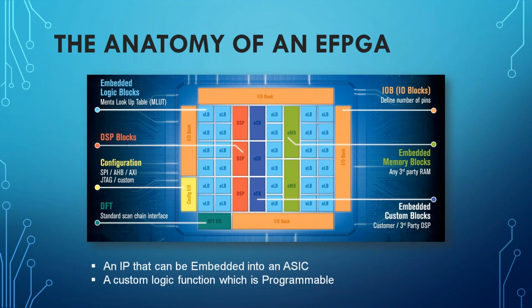What's not shown on this diagram is that we have a routing grid and switching grid that's actually part of the embedded logic blocks. This allows you to route in an XY fashion across the whole part.